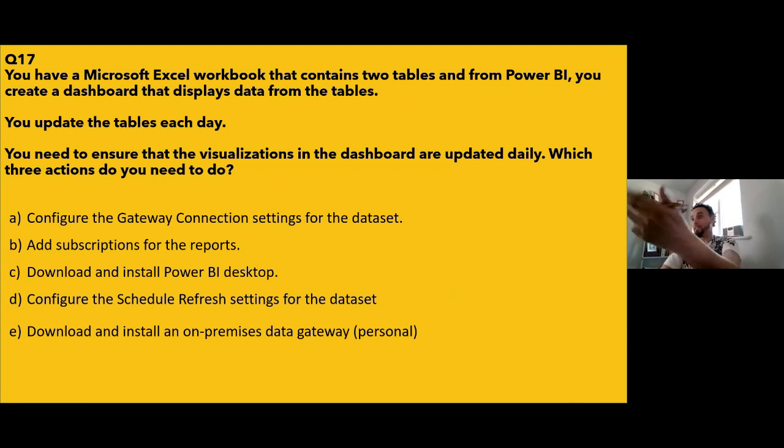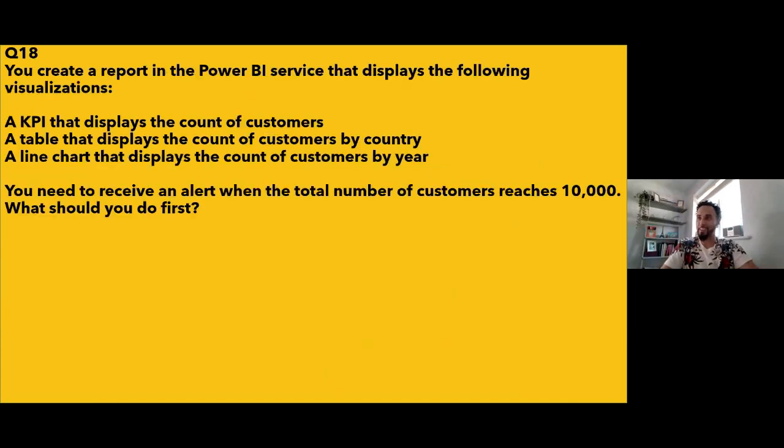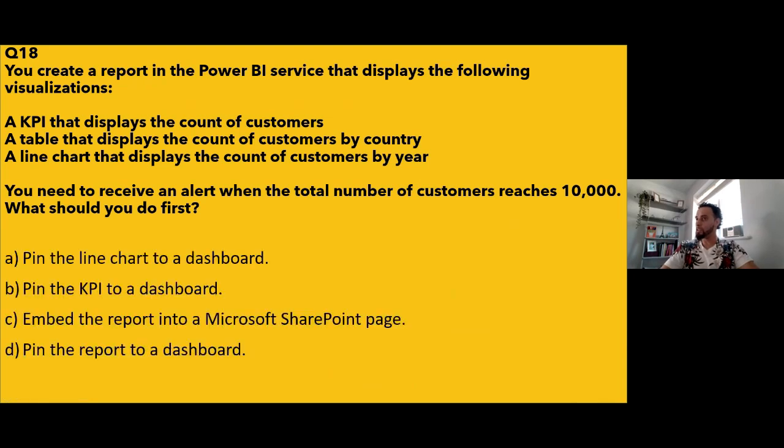Of course, you do need Power BI Desktop, but we're talking about more the scheduled refresh side of things. Okay, so you create a report in Power BI service that displays the following visualizations: a KPI, a table, and a line chart. You want to receive an alert when the total number of customers reaches 10,000. What do you do first?